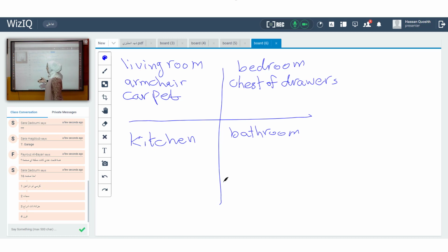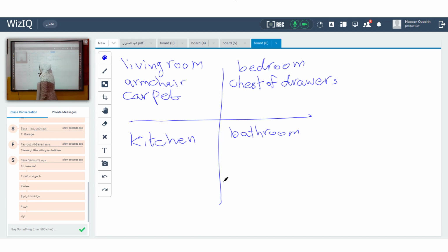Okay. Sara, please put your answer in English. Excellent. As I know you, you are great. Okay. Kitchen, cooker. Excellent. We put the cooker in the kitchen. Okay, what about cupboard? Cupboard, yes, in the kitchen. Excellent. Bravo, Sara. Okay, also a cupboard. Excellent.